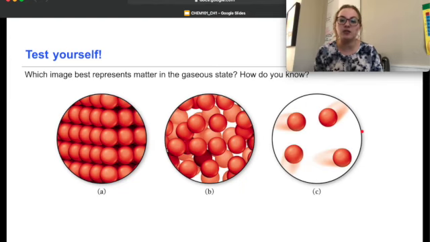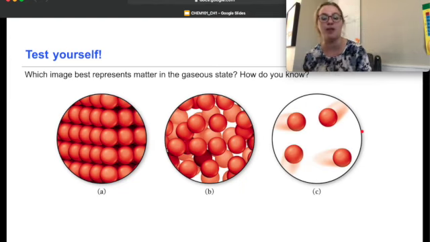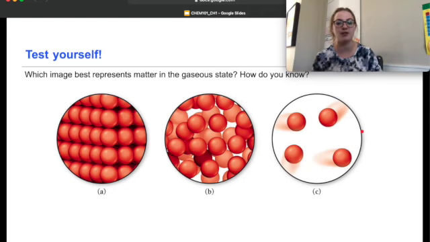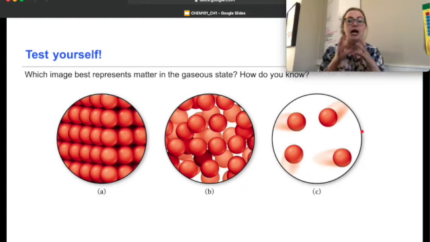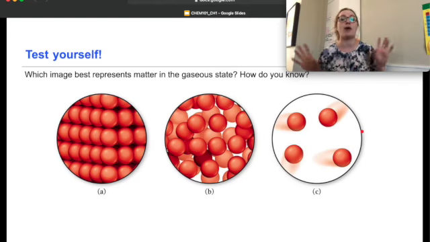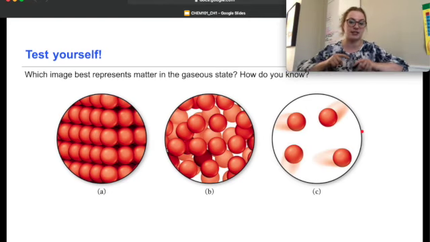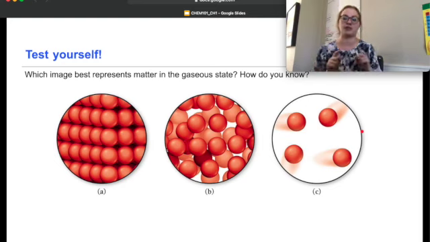Okay, so I got a little quiz here for you. It's an opportunity for you to test yourself. So the question is, which image best represents matter in the gaseous state? And I want you to think about how you know this. What characteristics of the picture show you that it is in the gaseous state? So go ahead, pause, and then we'll come back together and I'll talk about the answer.